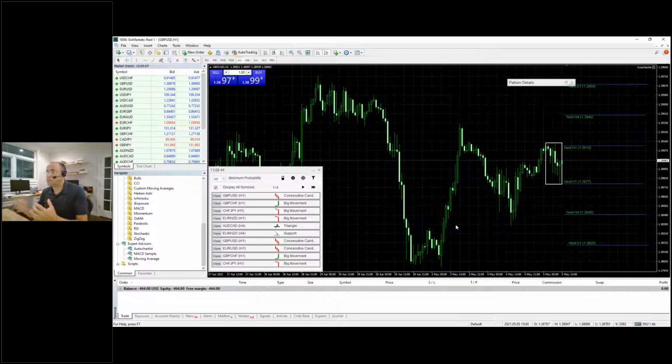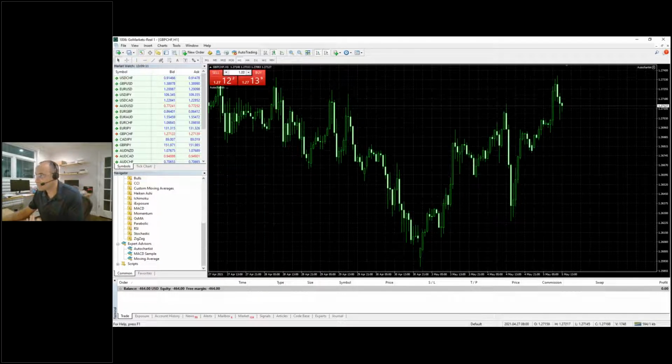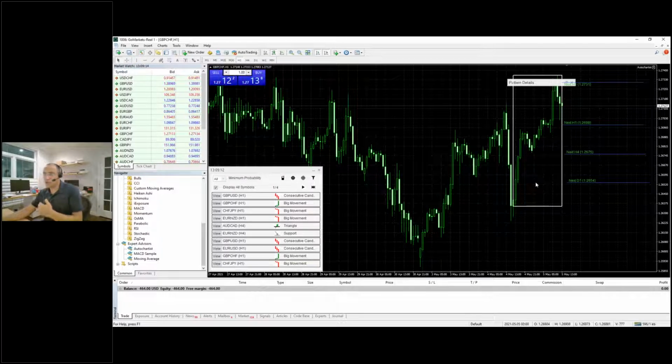Let's say a big movement on pound Swiss franc might be 30 or 40 pips, but on pound Japanese yen, that's 80 or 90 pips, right? So the system self-adjusts. It's not like it uses the same thresholds for each currency pair or each instrument. It actually adjusts itself to the instrument you're looking at.